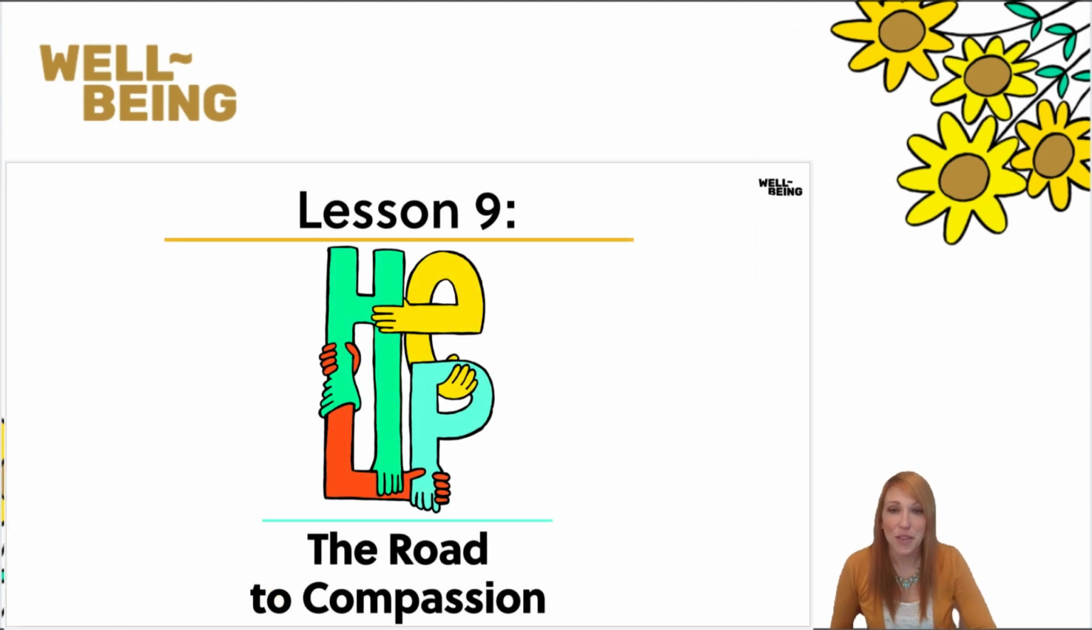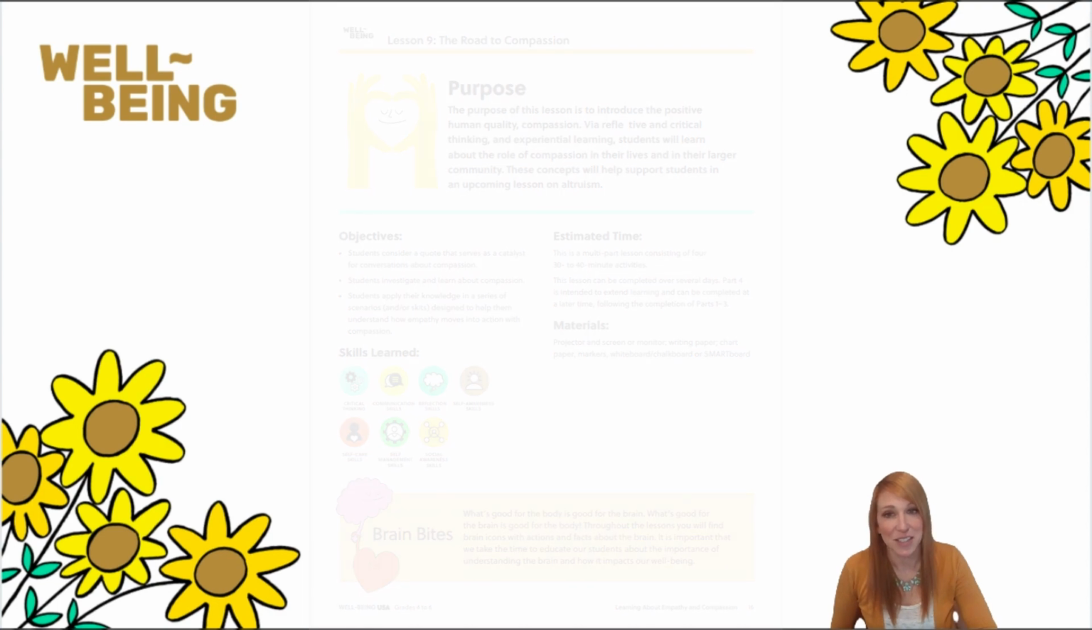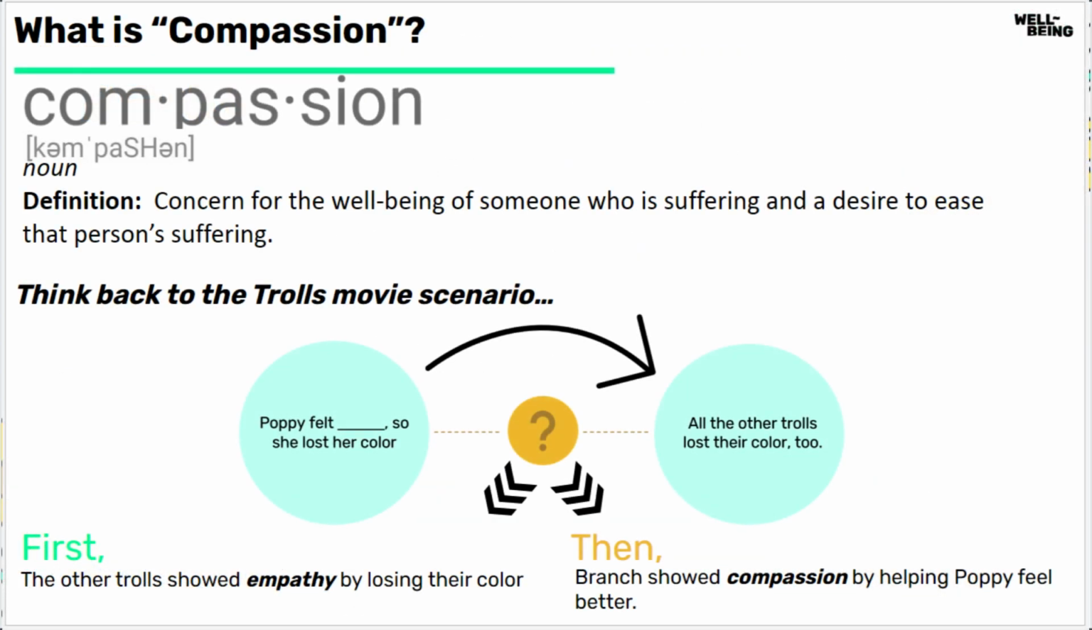Lesson 9 is called The Road to Compassion. This is also a multi-part lesson consisting of 4 30 to 40-minute activities. You may need chart paper and markers, writing paper, and a whiteboard or smartboard. In this lesson, students will learn the difference between having empathy and showing compassion.